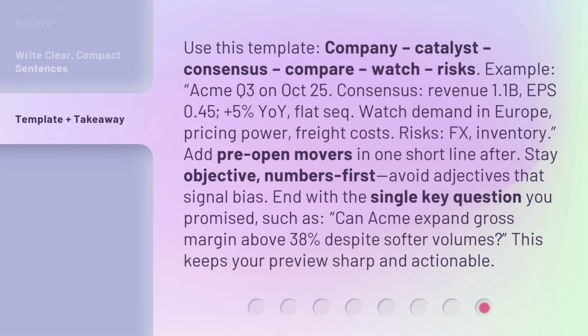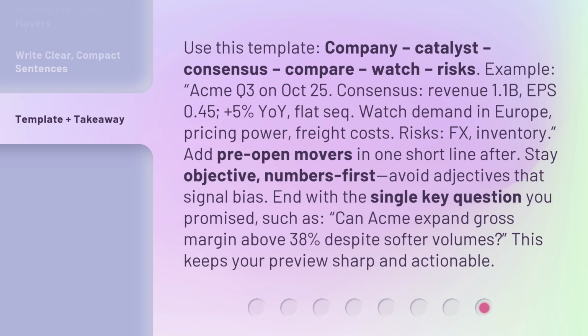Use this template: company, catalyst, consensus, compare, watch, risks. Example: Acme Q3 on October 25th. Consensus: revenue 1.1 B, EPS 0.45, plus 5% YoY, flat sequentially. Watch demand in Europe, pricing power, freight costs. Risks: FX, inventory.